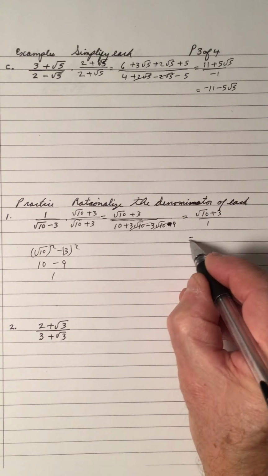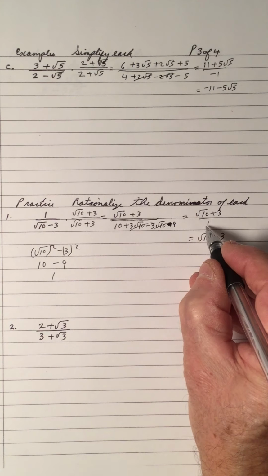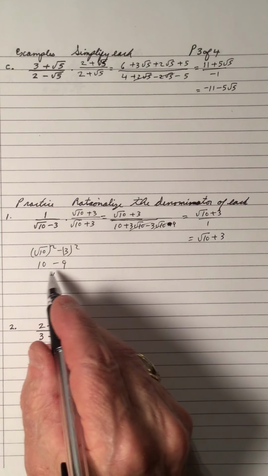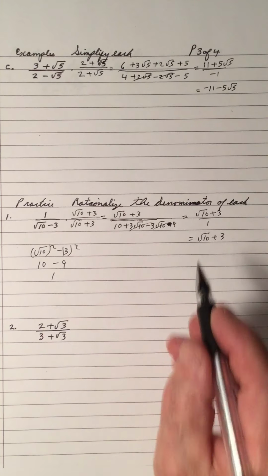And dividing by 1 keeps the same. Root 10 divided by 1 is root 10. 3 divided by 1 is 3. So you can either do FOIL again or work it out the fast way to get to 1. Your choice.